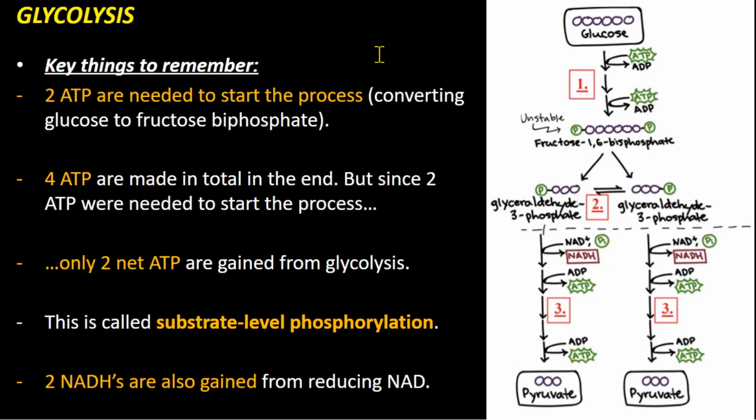So key things to remember. 2 ATP are actually needed to start the process to convert this glucose into fructose biphosphate. Without these 2 ATP, this process would never start. 4 ATP are made in total in the end, which you can see here, 1, 2, 3, 4. But since 2 ATP were needed to start the process, only 2 net ATP are gained from the process of glycolysis. This is called substrate level phosphorylation. We also gained 2 NADHs from reducing NAD.